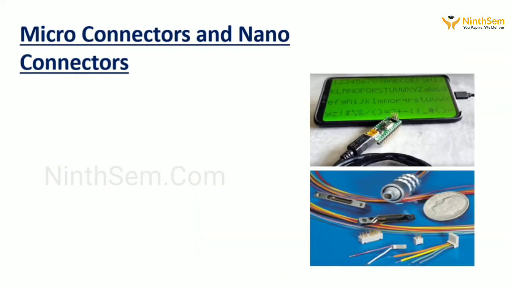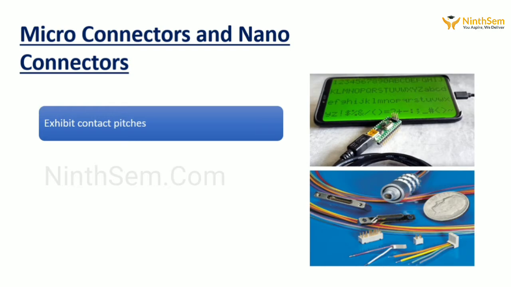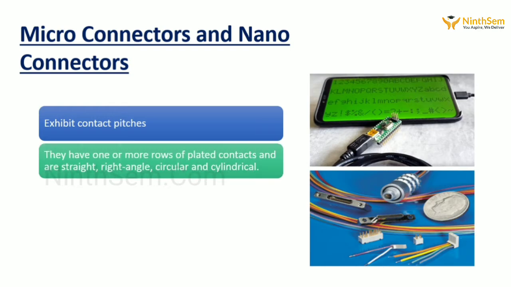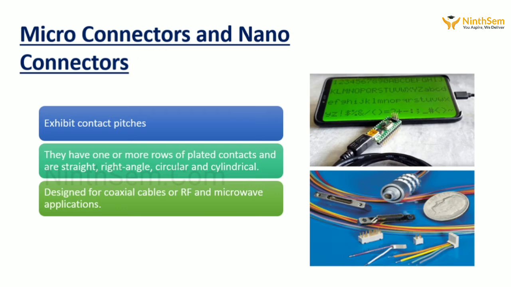Next comes micro connectors and nano connectors. These connectors exhibit contact pitches. They have one or more rows of plated contacts and are either straight or right angled. Some may be circular or cylindrical. Others are designed for coaxial cables or radio frequency and microwave application. These connectors are used in a variety of industries and have a variety of applications.